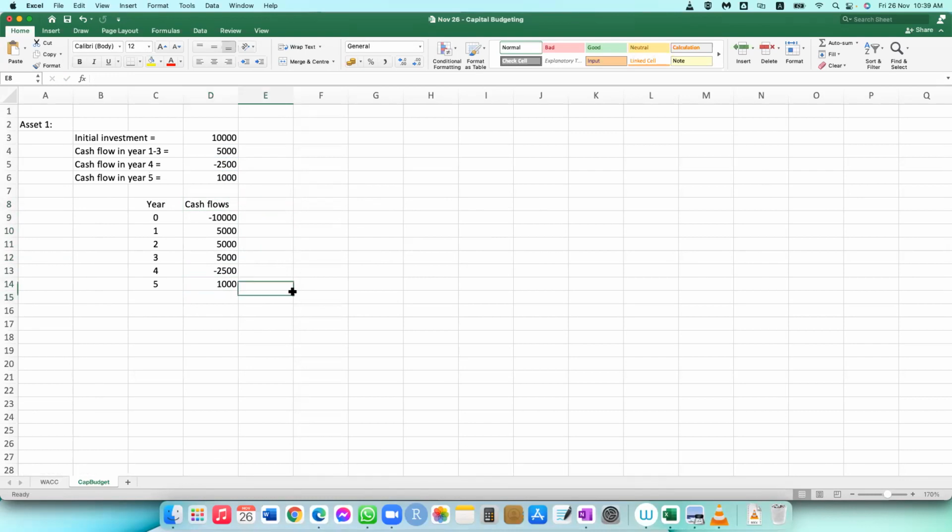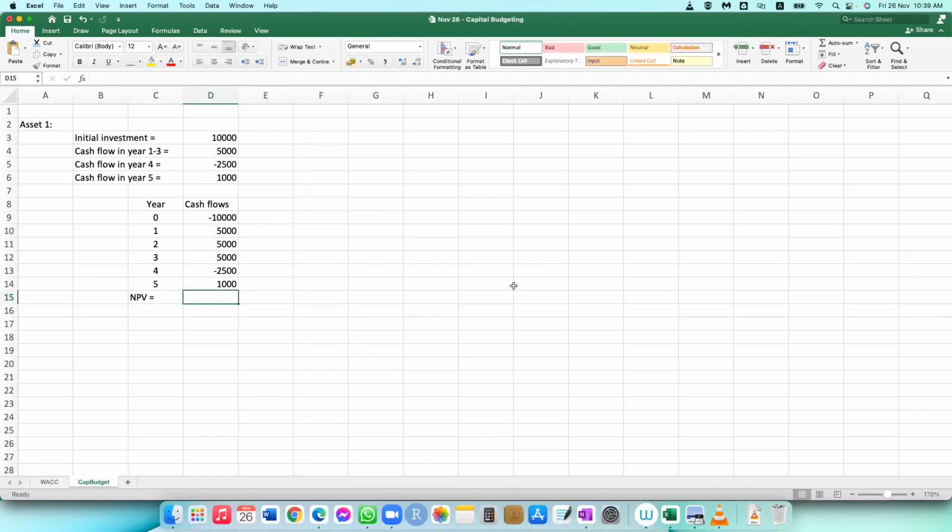Now, how to calculate the net present value? What we can do, we can actually use a very straightforward function. Let me write down net present, or simply I can write NPV.